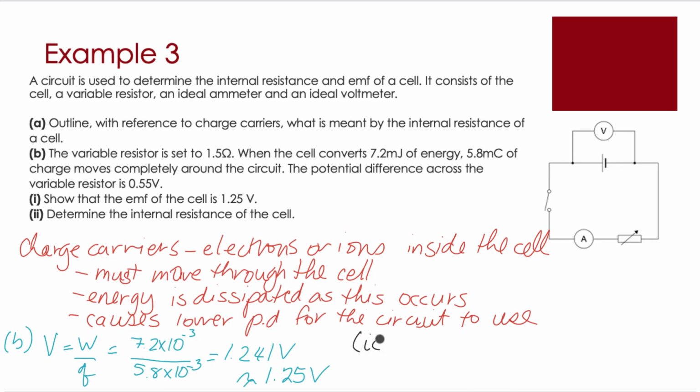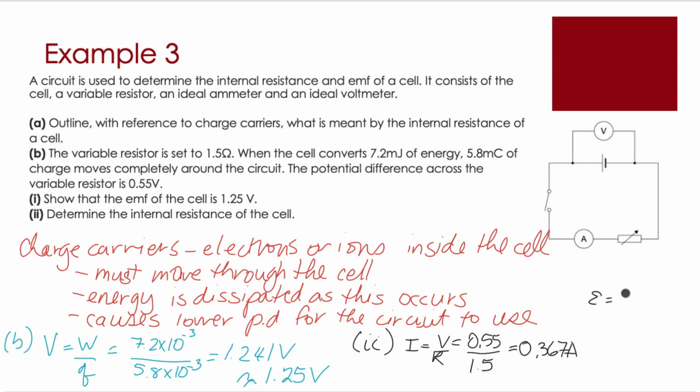Now for part 2 of B. It says determine the internal resistance of the cell. Well, first let's find the current that's flowing through. We know that in the variable resistor we have 1.5 ohms, and we also have a potential difference of 0.55, so we can calculate the current there. Using Ohm's law, moving it around, V over R is going to be 0.55 over 1.5, and that will give us 0.367 amperes.